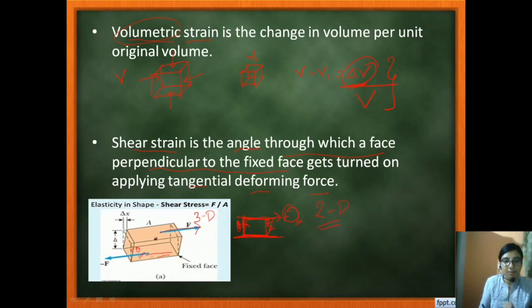Okay, so we have discussed 3 types of strains. First is longitudinal strain. There is change in length, and if we divide it by original length, it is called longitudinal strain. Second is volumetric strain. If we divide the change in volume by original volume, it is called volumetric strain. Third one is the shear strain, that is the angle by which the face perpendicular to the fixed face gets turned under the action of the tangential deforming force.